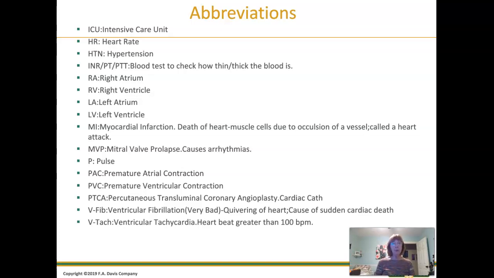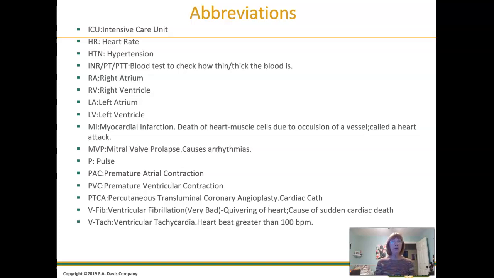RA is for the right atrium, so that is the upper chamber of the heart on the right side. The right ventricle is the lower chamber on the right side. And then you've got the left atrium and left ventricle.